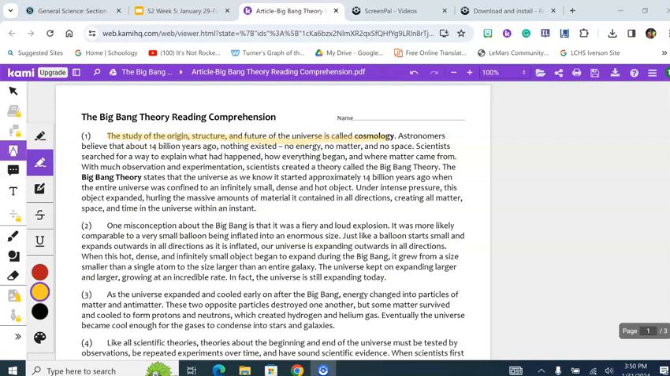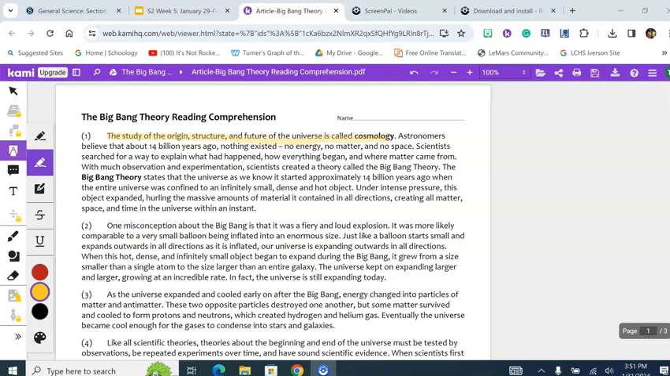So as I read this, you are going to want to get out a highlighter or a pencil, and you're going to want to highlight and underline the things that I say to underline as you're watching this video. So, paragraph number 1, the study of the origin, structure, and future of the universe is called cosmology.